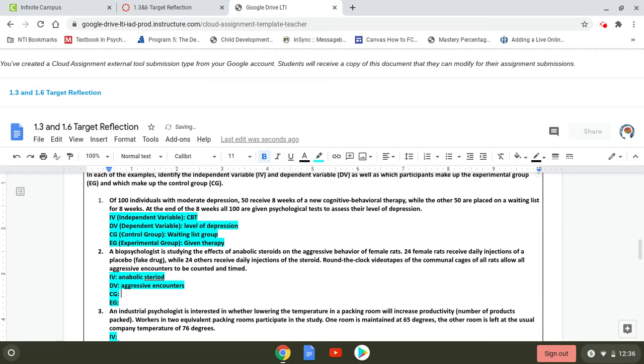The control group is the group that doesn't receive the anabolic steroid. So in this case, the group that doesn't get it is a word that we learned when we took our notes to prepare for this class, and that's the placebo group. So those are the rats receiving placebo. And the rats who receive the steroid are those that are in the experimental group.